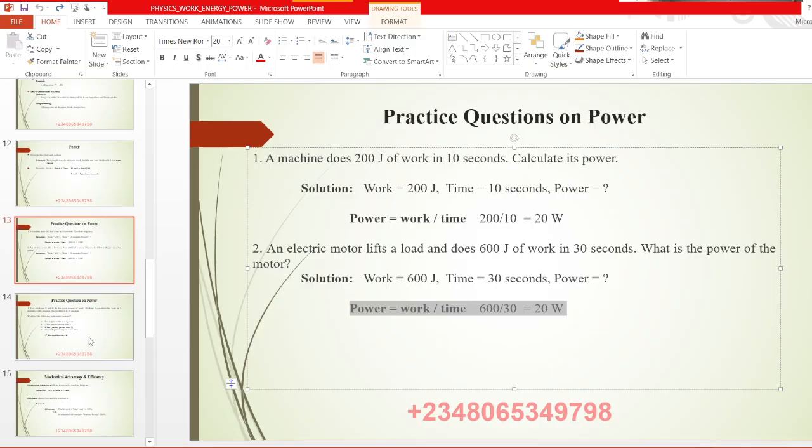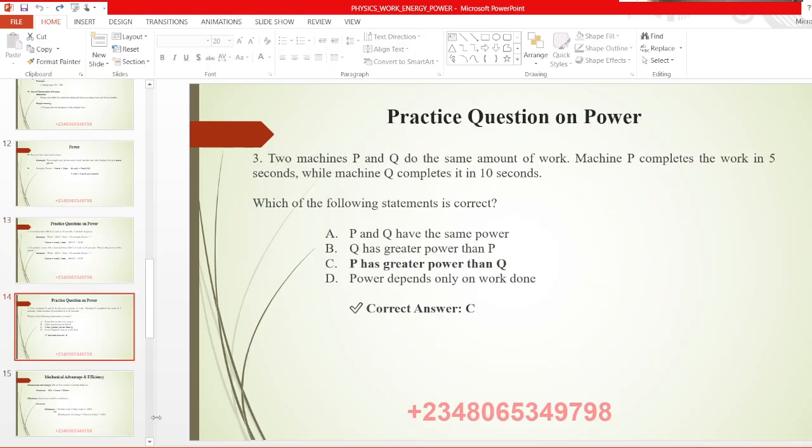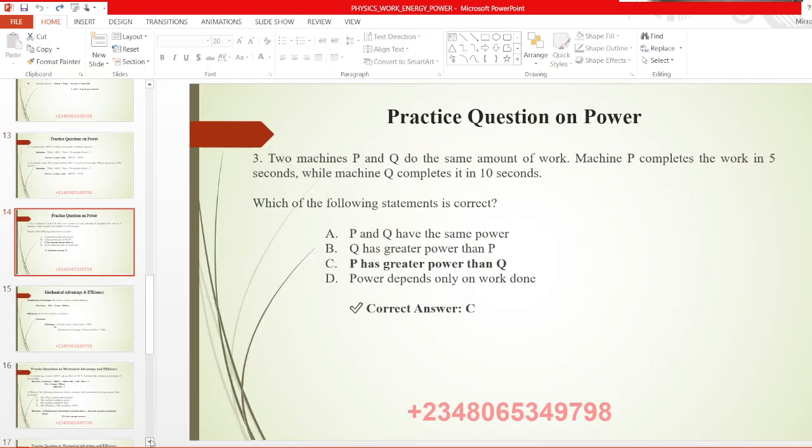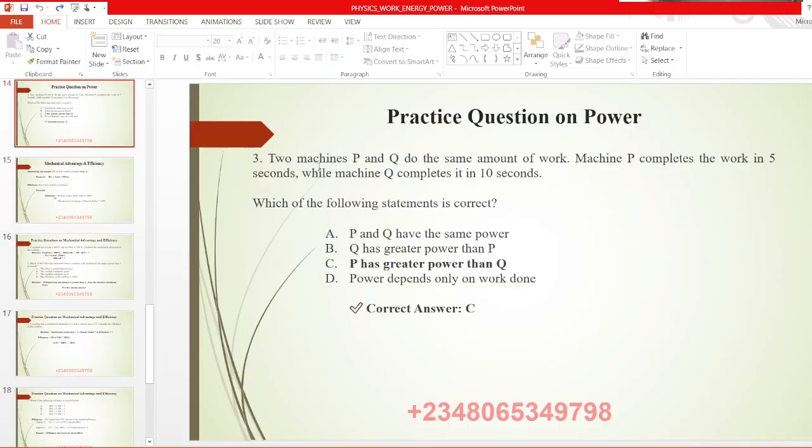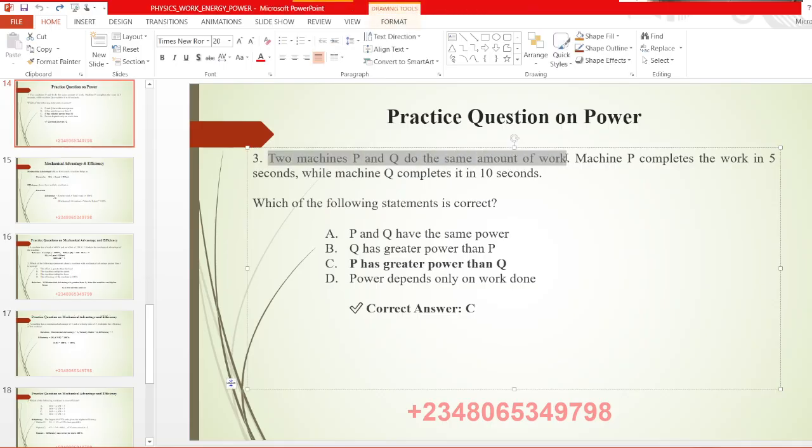Let's look at another question on power. Questions like this come in UTME. Two machines, P and Q, do the same amount of work. Machine P completes the work in 5 seconds. Machine Q completes it in 10 seconds. Which of the following statements is correct?